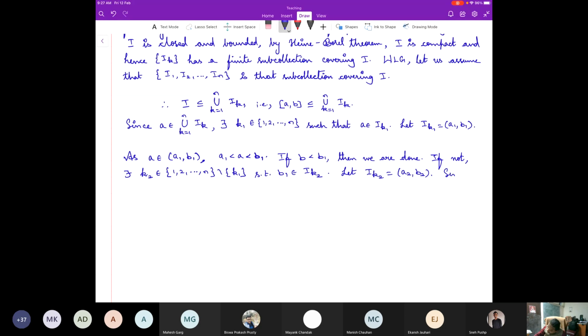Now since B1 belongs to this interval A2 B2, A2 is less than B1 less than B2, right? So if B is less than or equal to B2, sorry, less than B2, then we are done.